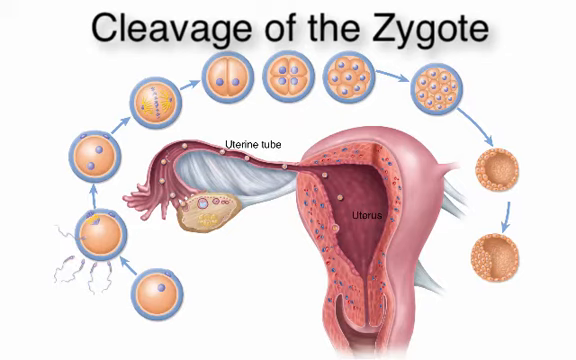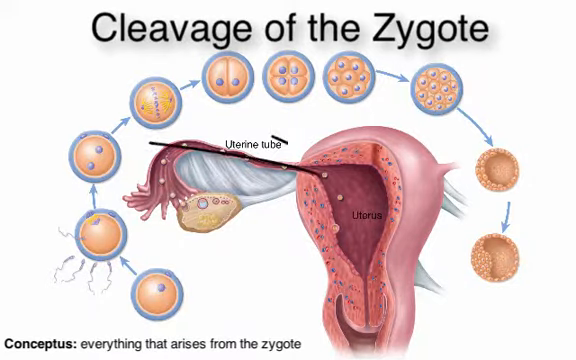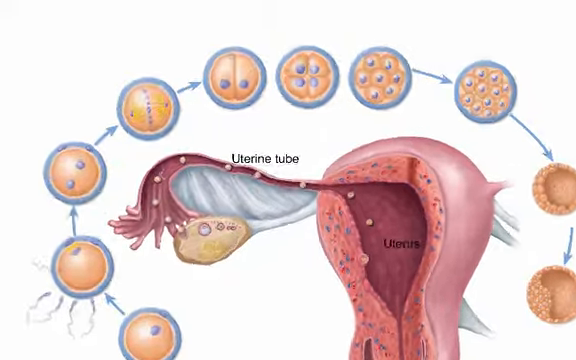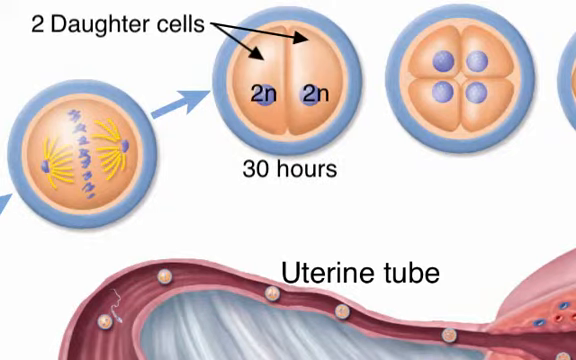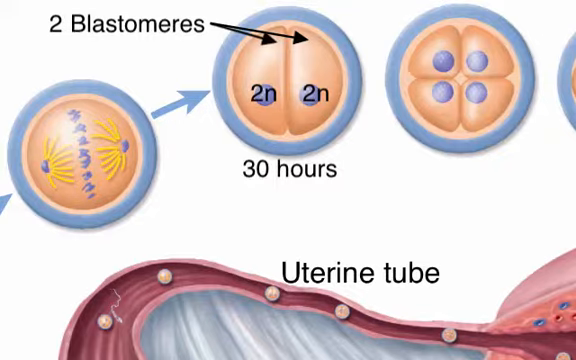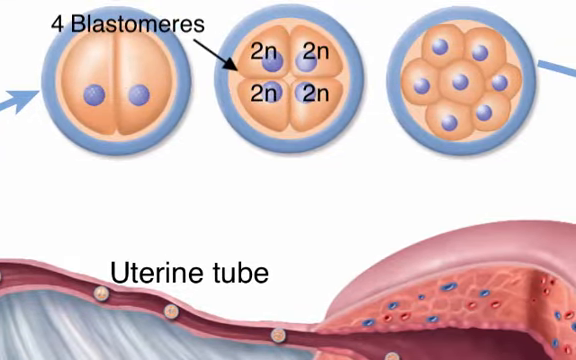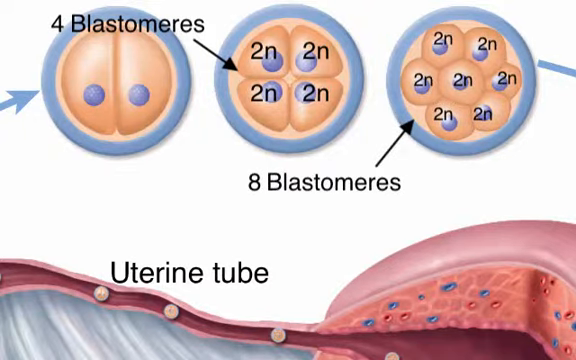Cleavage refers to the mitotic divisions that occur in the first 3 days while the conceptus migrates down the uterine tube towards the uterus. The first cleavage occurs about 30 hours after fertilization and produces the first 2 daughter cells. These are called blastomeres. These divide simultaneously at shorter and shorter intervals, doubling the number of blastomeres each time.